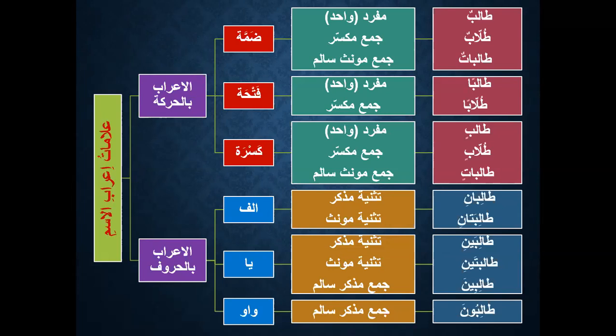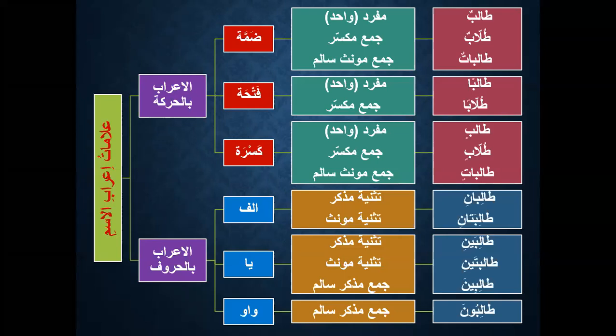And the third one is kasra. Mufrad, jama mukassar, jama salim, all three would have it, which is either kasra or kasratan: at-talibi or talibin, at-tullabi or tullabin, at-talibati or talibatin. So again, all three would be there, which means even in the mansub state, talibatin, you get tanween. We'll cover that later on.